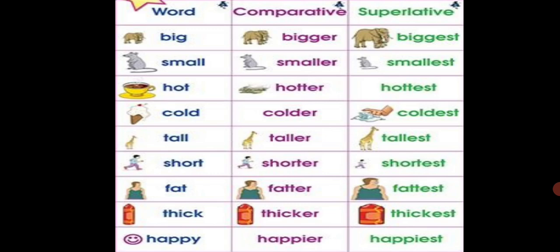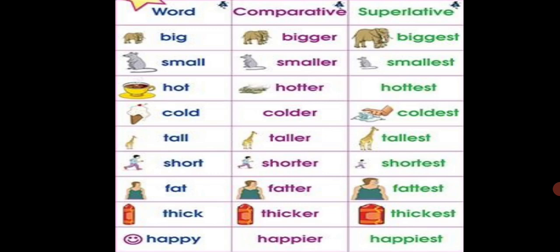Suppose the core word is big, comparative bigger, and superlative is biggest. Look at the figure, children. Here you are getting a normal figure in the word column, a bit enlarged figure in the comparative column, and the biggest figure in the superlative column. So, let me start once again.